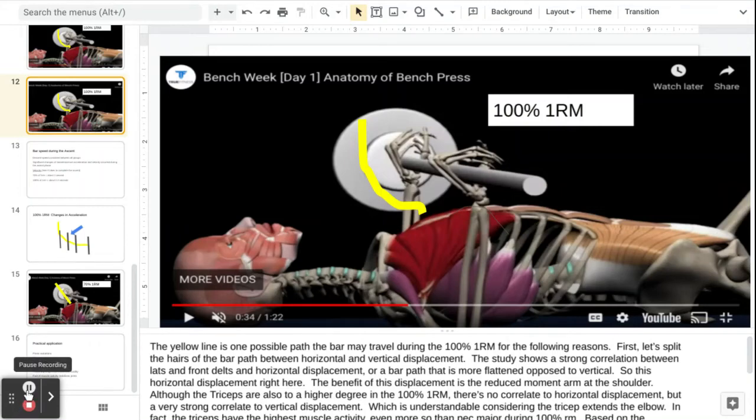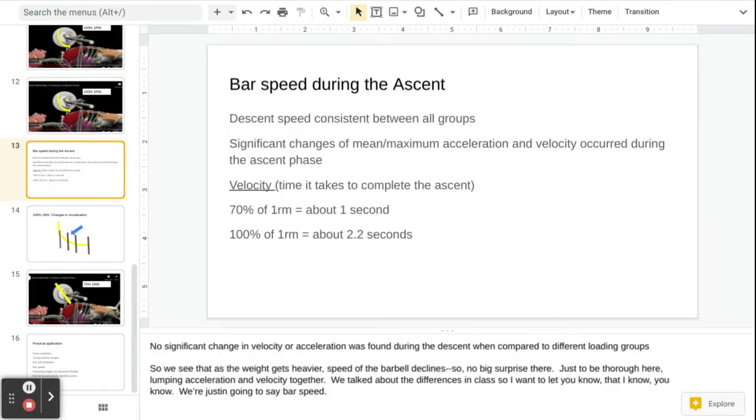We will come back to this bar path and why I chose to use it to illustrate some concepts. One of those concepts is the bar speed during the ascent. There's no significant change in velocity or acceleration found during the descent, as discussed before, between different loading groups. We see here that as the weight gets heavier, the speed of the barbell declines.